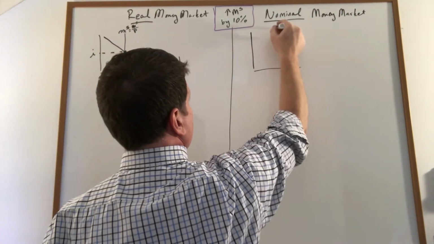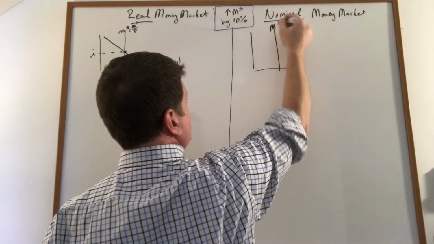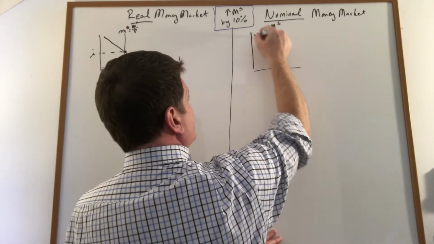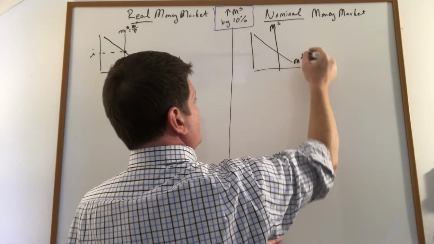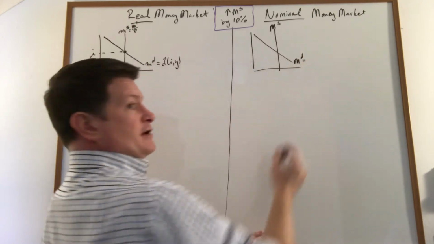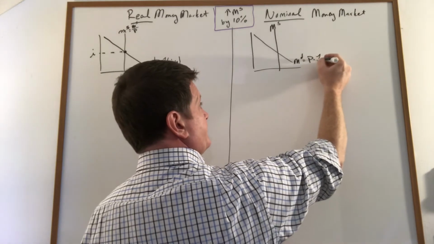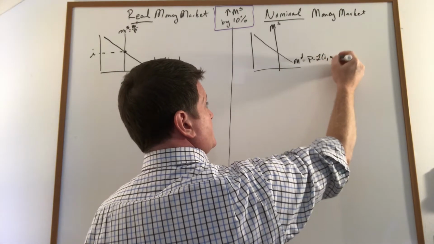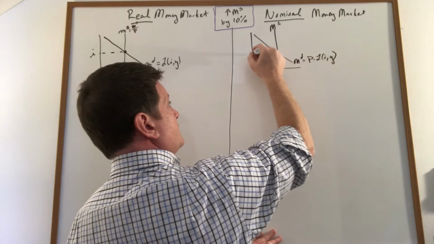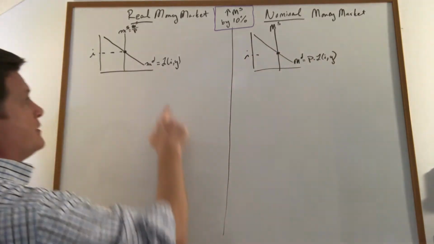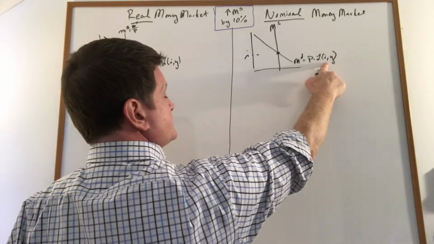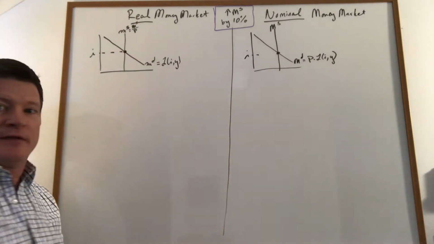Similarly, in this market, it's the nominal stock of money, nominal money demand, or demand for nominal cash balances. It's the price level times the same real money demand function. Here it's multiplied by the price level.